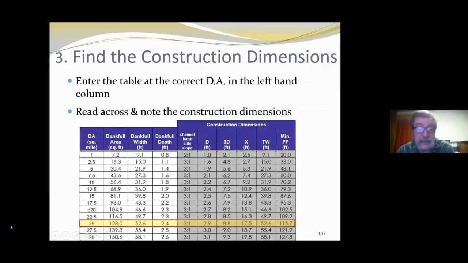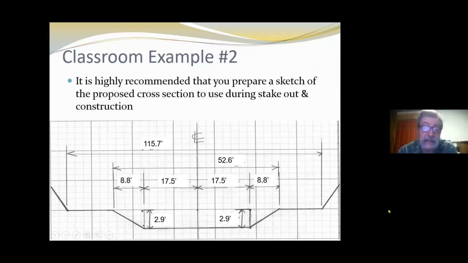Again, as we did in the previous example, we've got 25 square miles. It gives us these construction dimensions. We sketch that out, and it's as simple as that. So here we can see we've got a depth of 2.9 feet. We've got a total channel width of 52 feet. There's those 3-to-1 side slopes, which we know are 8.8 feet on both sides, and that gives us the balance for that bottom width. And then there's our floodplain width. So we can sketch that out, we can stake it out in the field, and then get the bulldozers running.